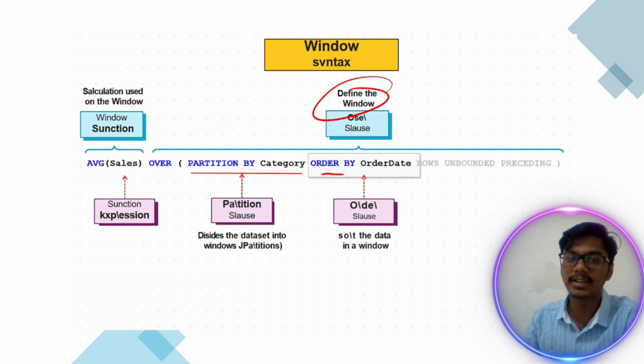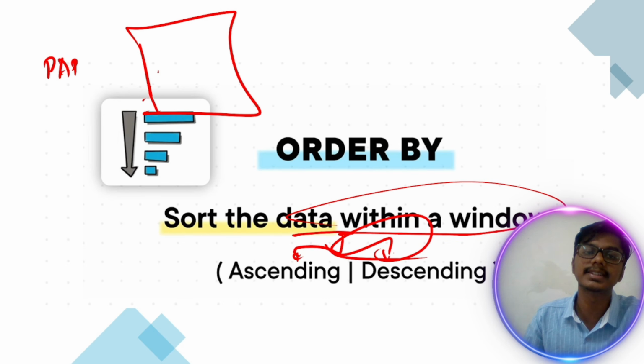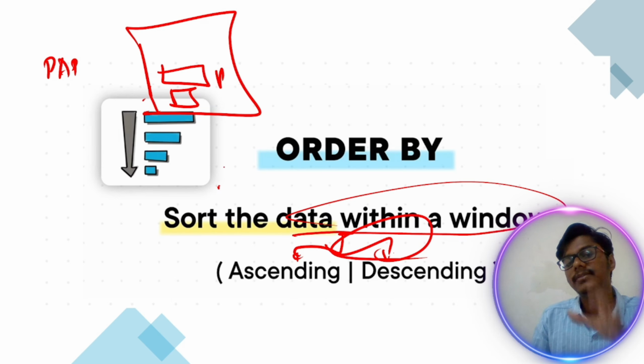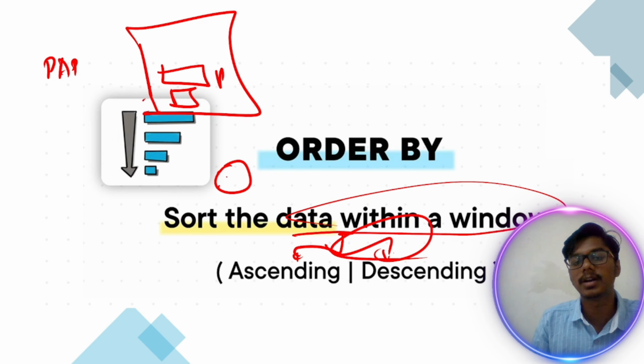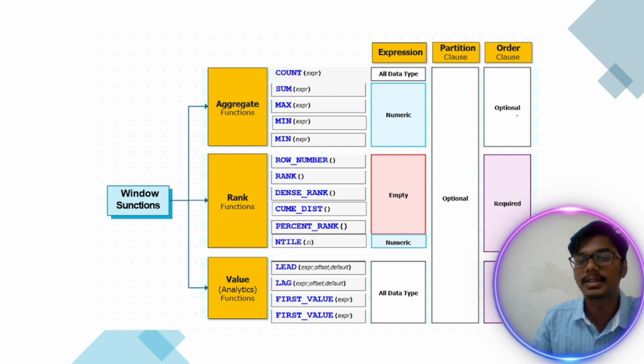In the previous class, the partition class, we divided the entire set of rows into small subsets, and after making the small parts, we arrange them in ascending order. That's all about the order by class. The order by class may be optional.